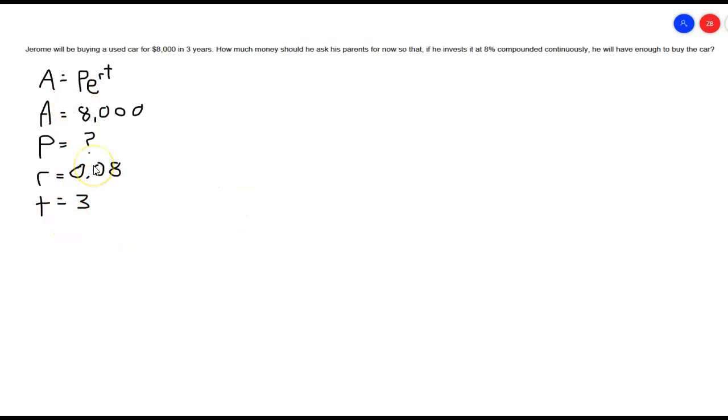So now that I have everything defined, let's go ahead and plug it in. So this is going to be A, which is 8,000, is equal to P, which I'm trying to find, times e to the r, which is 0.08 times t, which is 3.